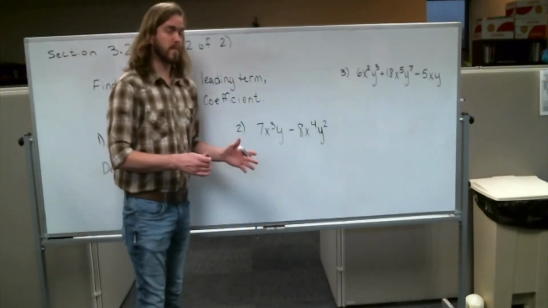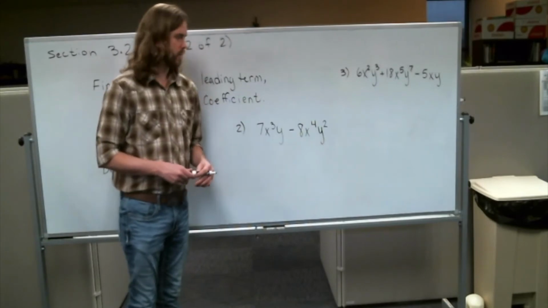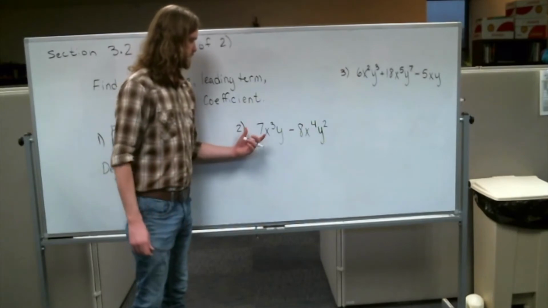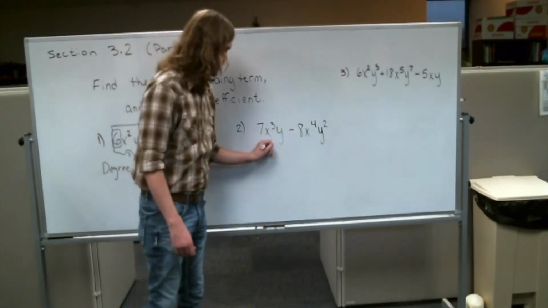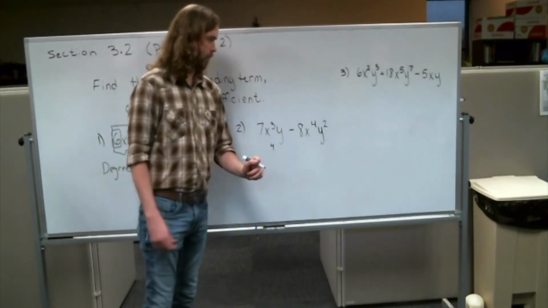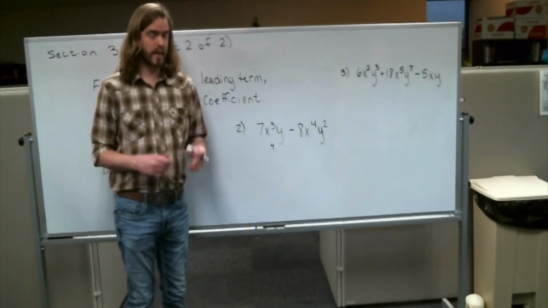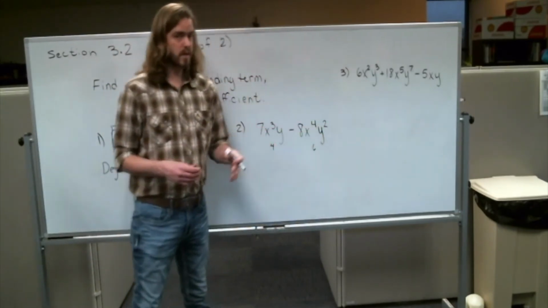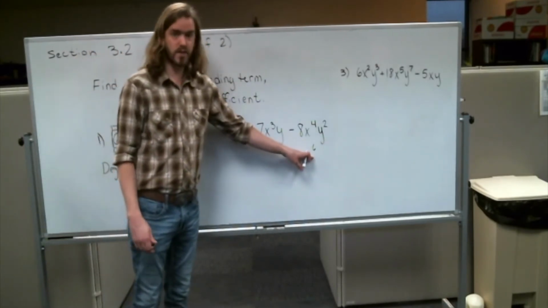Right, in our next example, we have 7x to the third y minus 8x to the fourth y squared. So we're going to do the same thing we did in the last problem. The first thing we're going to do is find the degree of each term. So if we add 3 plus 1, we see that the degree of this term is 4. For negative 8x to the fourth y squared, the degree of that term, if we add 4 plus 2, is going to be 6. So we see that the degree of the polynomial then is 6.